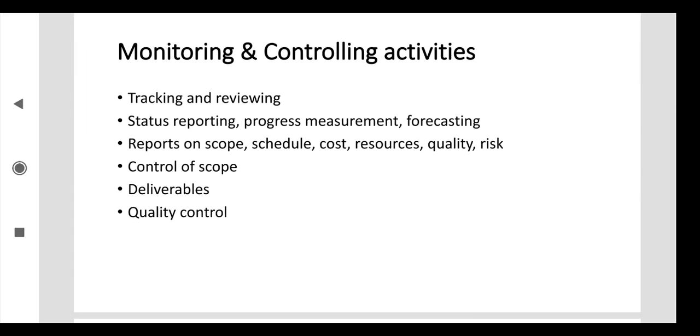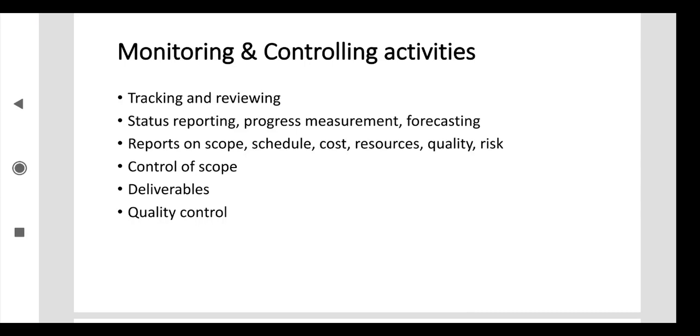Then monitoring and controlling activities. What are all the activities we have to do for controlling the project? First one is tracking and reviewing. Tracking the project means how much we have completed, and whether we are completing on the planned time or not. Then reviewing the process, whether they are completing on time or they need more hours to complete. That's why we have tracking and reviewing.